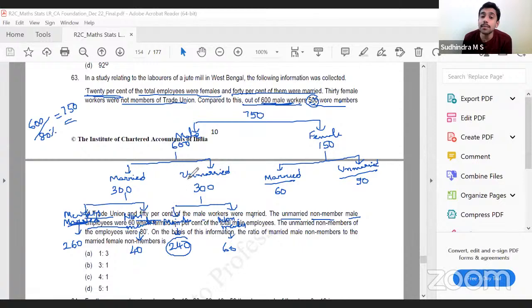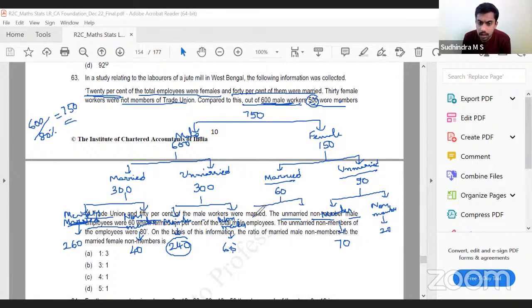So total unmarried non-members were 80. Out of total unmarried non-members, 60 are male. Unmarried non-members, 60 are male. So balance 20 will be female. So non-members, unmarried female are 20. So who unmarried members are? 70. Out of 90, if 20 are non-members, 70 members.